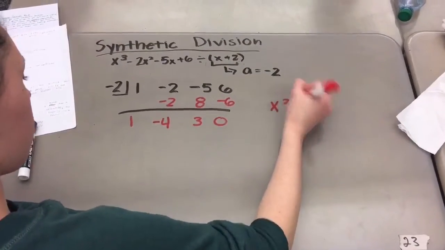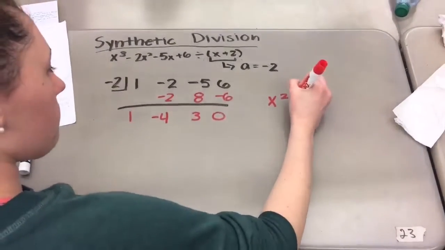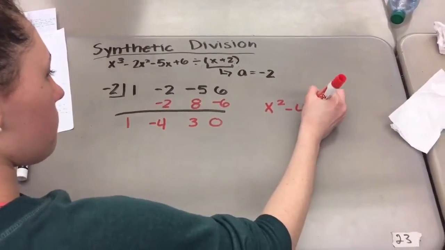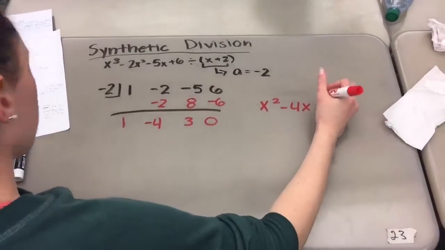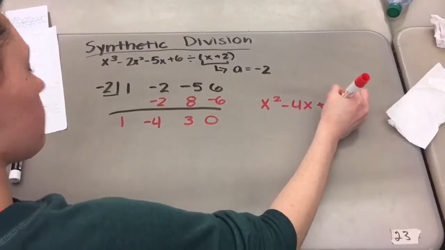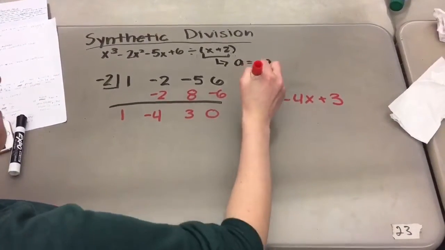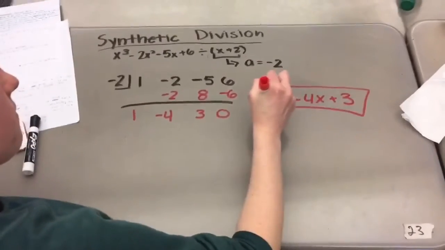For your final answer, your leading coefficient is going to be 1 degree less than your original problem. So in this case, it would be x squared minus 4x plus 3. And there's no remainder because it cancels out to 0, and that is your final answer.